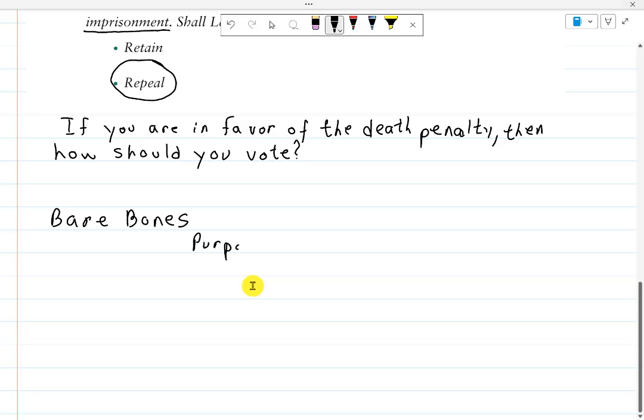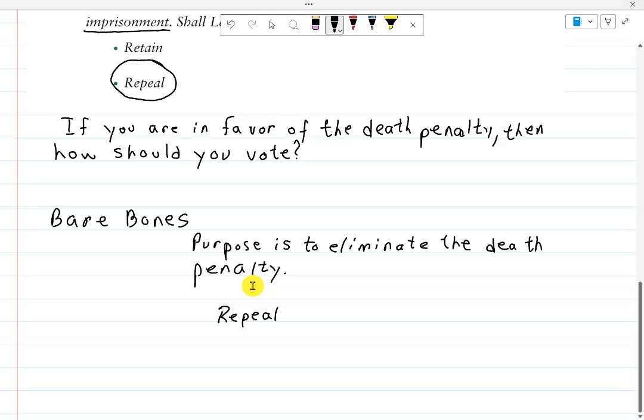The purpose is to eliminate the death penalty. That's the purpose of the law. It has eliminated the death penalty. But if you're in favor of the death penalty, you want that repealed. So you want to repeal the elimination of the death penalty.